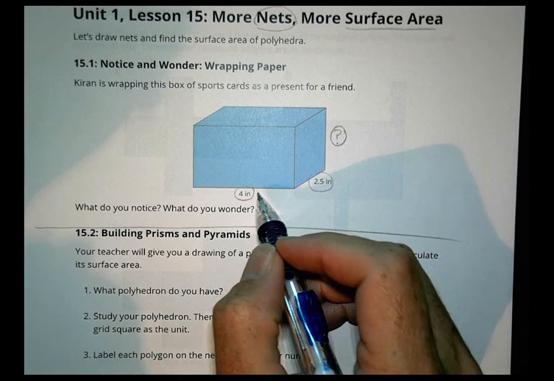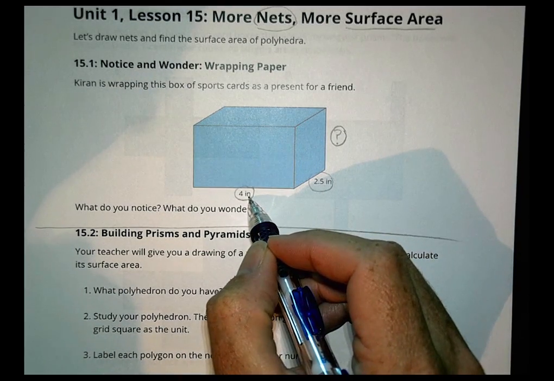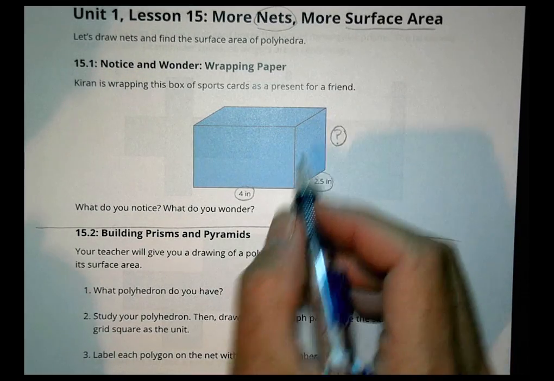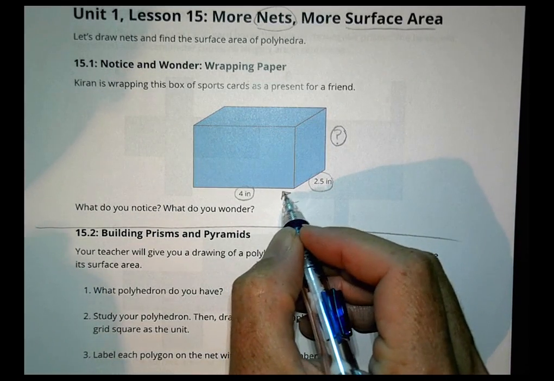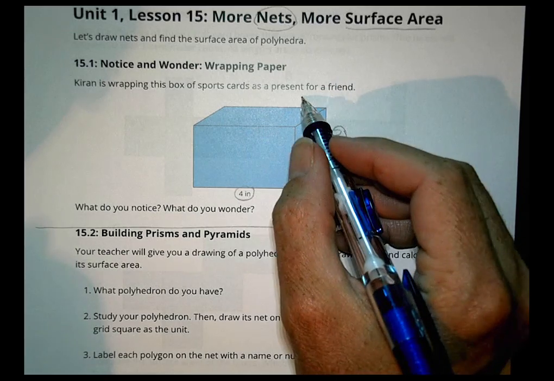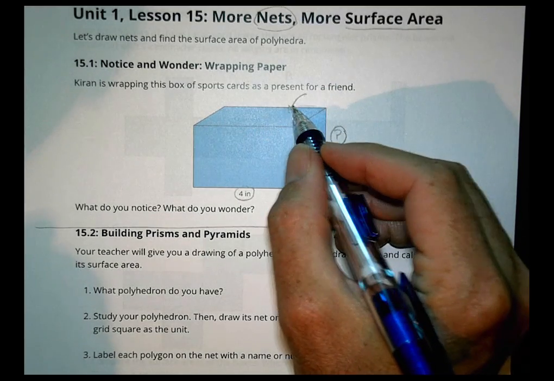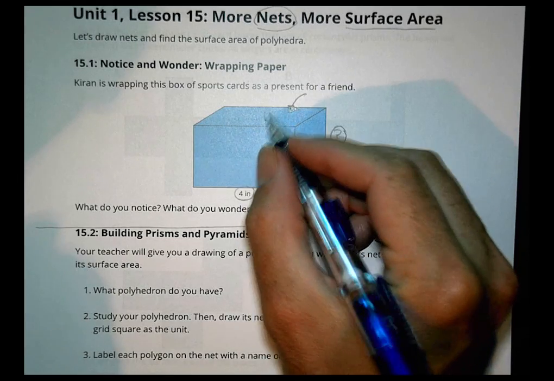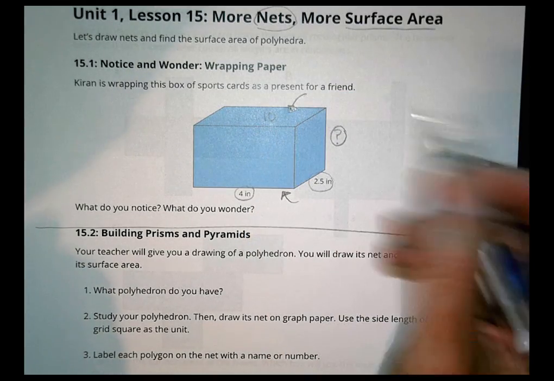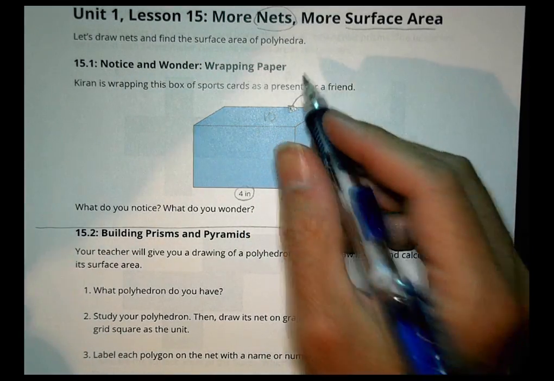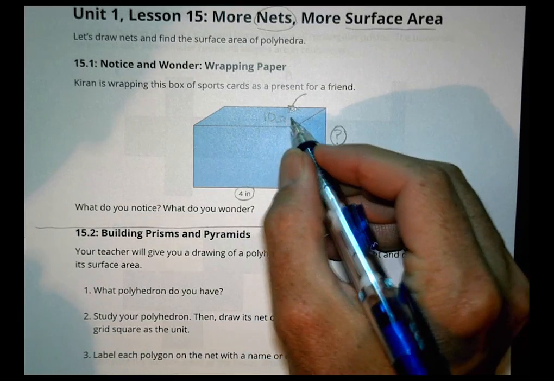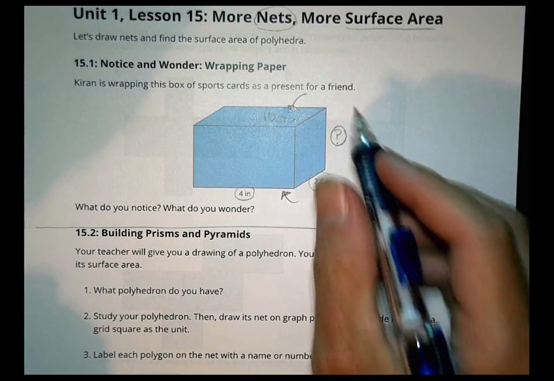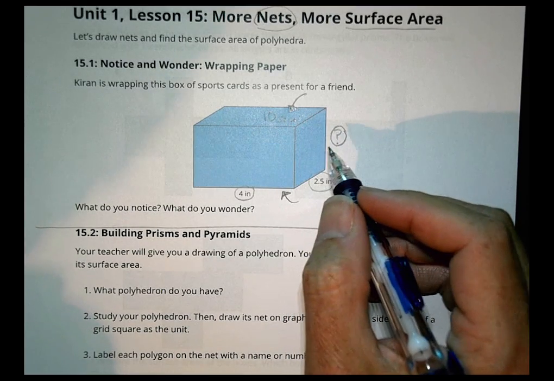I do know that if I multiply this length and that length, I end up with a value of 10, which tells me that the bottom area of this rectangular prism, and the top area of the rectangular prism has a value of 10 square units, 10 square units there, based upon what we see, because 4 times 4.25 is 10. I don't know what these are going to be.